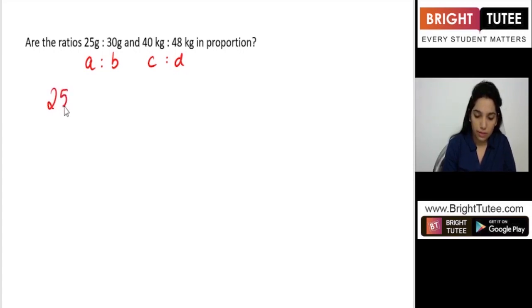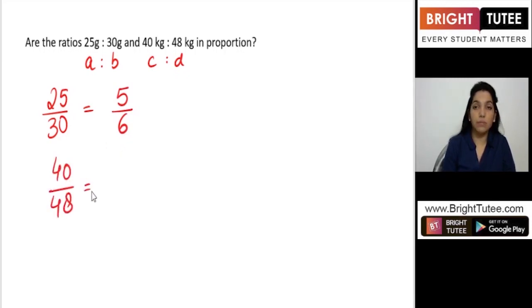So it is 25 over 30. If we want, we can simplify this, and on simplifying we'll get, dividing both of them by 5, it will be 5 over 6. Okay, now let us check for 40 over 48. Dividing both these numbers by 4, it will be 10 over 12. We can further simplify it by dividing by 2. So it will be 5 over 6.